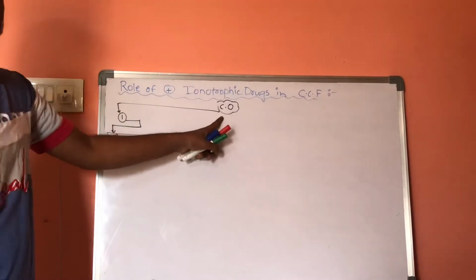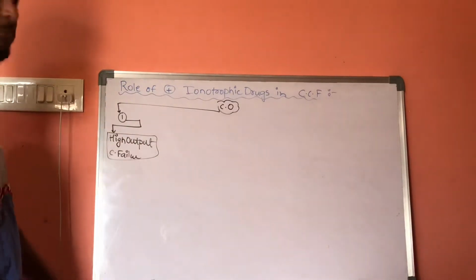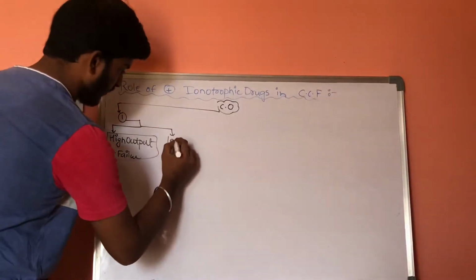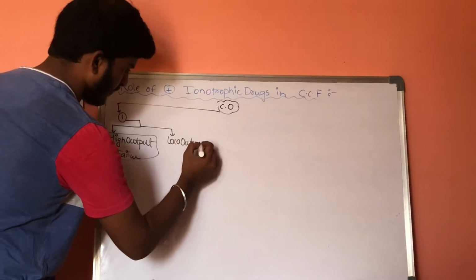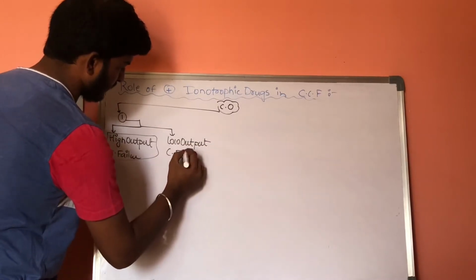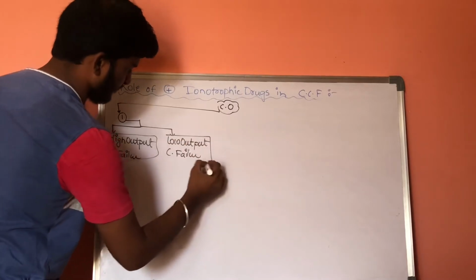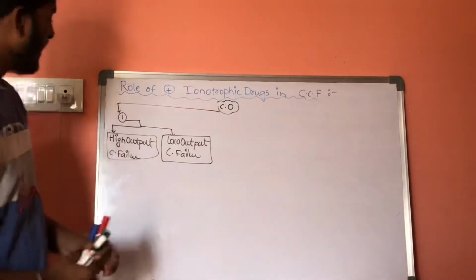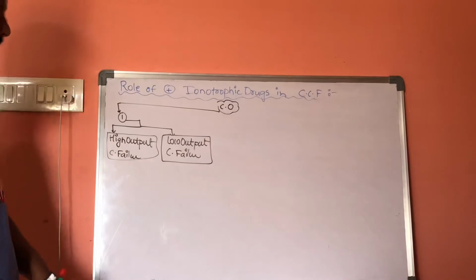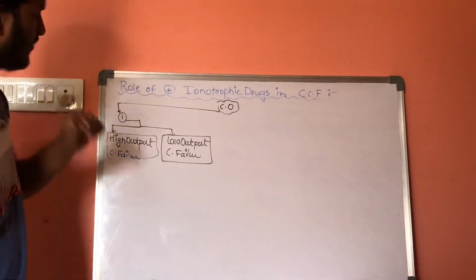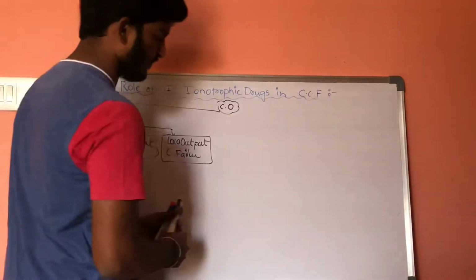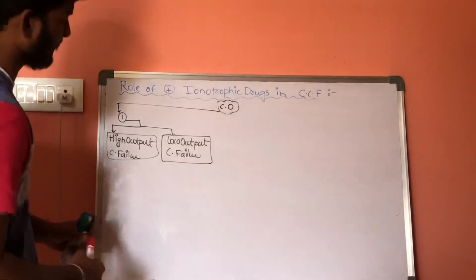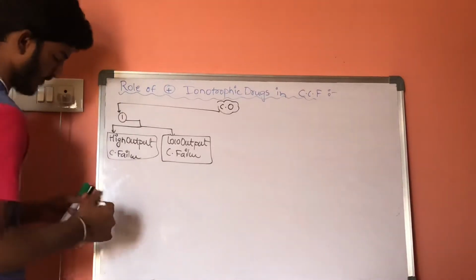We are discussing in case of cardiac output, that the first one is high output cardiac failure and the second one is low output cardiac failure. This is the first class, that is high output cardiac failure and low output cardiac failure. What do high output cardiac failure and low output cardiac failure mean? Let us consider our heart.